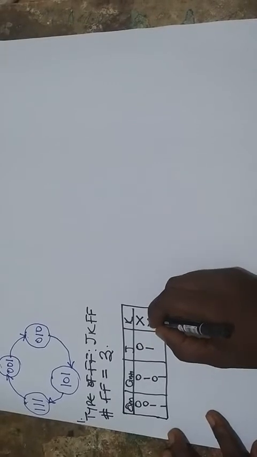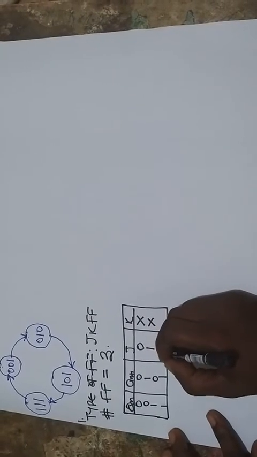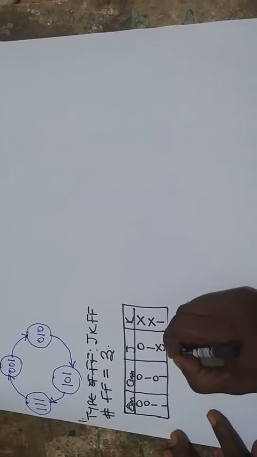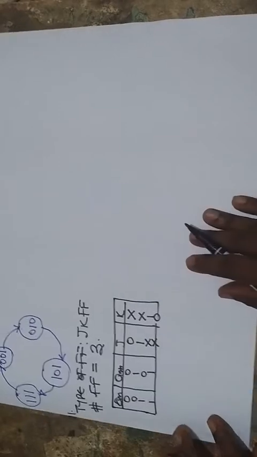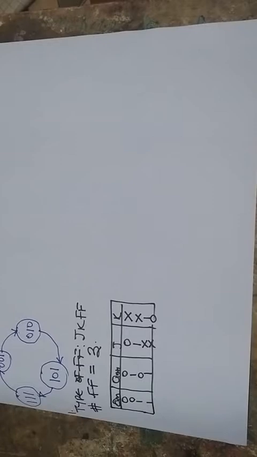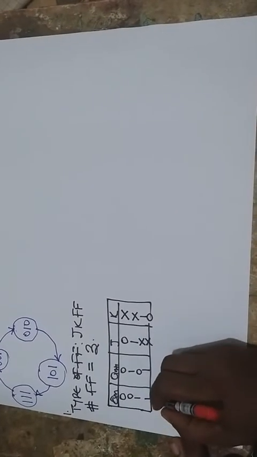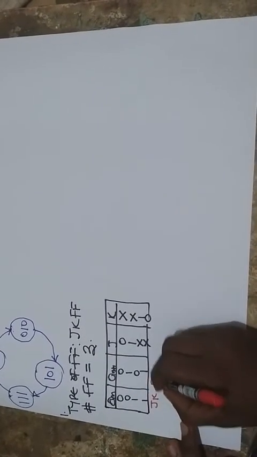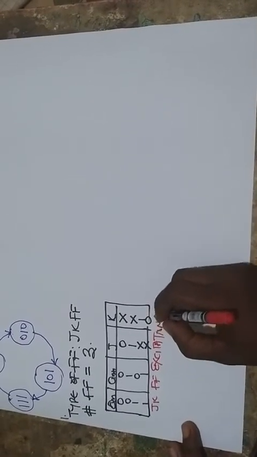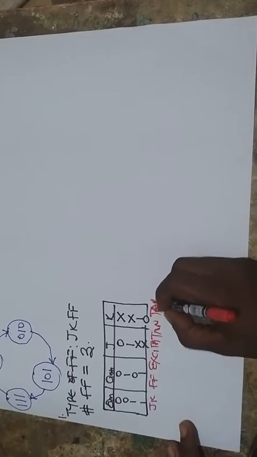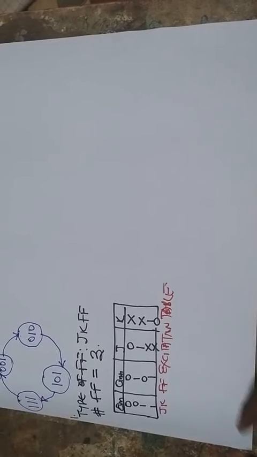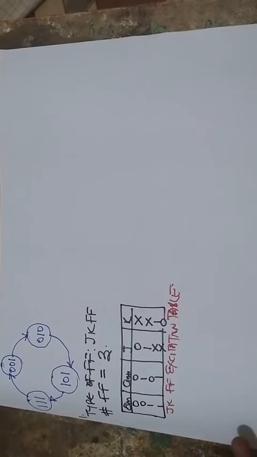Then we have don't care 1, and then we have don't care 0. So this is our excitation table for JK flip-flop. Always try to name any table that you draw.